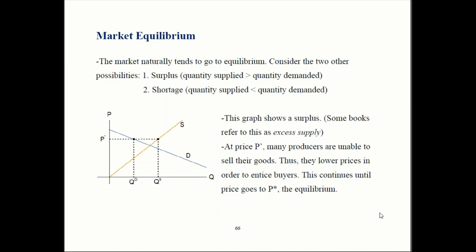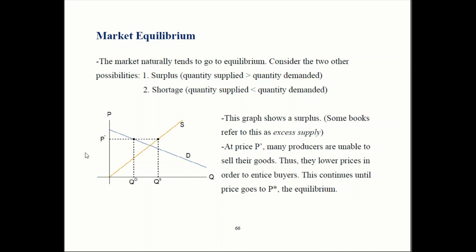So there's a natural tendency in a market to go to equilibrium. The two other cases are when the price is above the equilibrium price and when the price is below the equilibrium price. So we call those surpluses and shortages. We'll consider each one. So in the graph over here, price is at P prime. That's above the equilibrium price. Equilibrium would be where supply and demand meet. That would be somewhere down here.